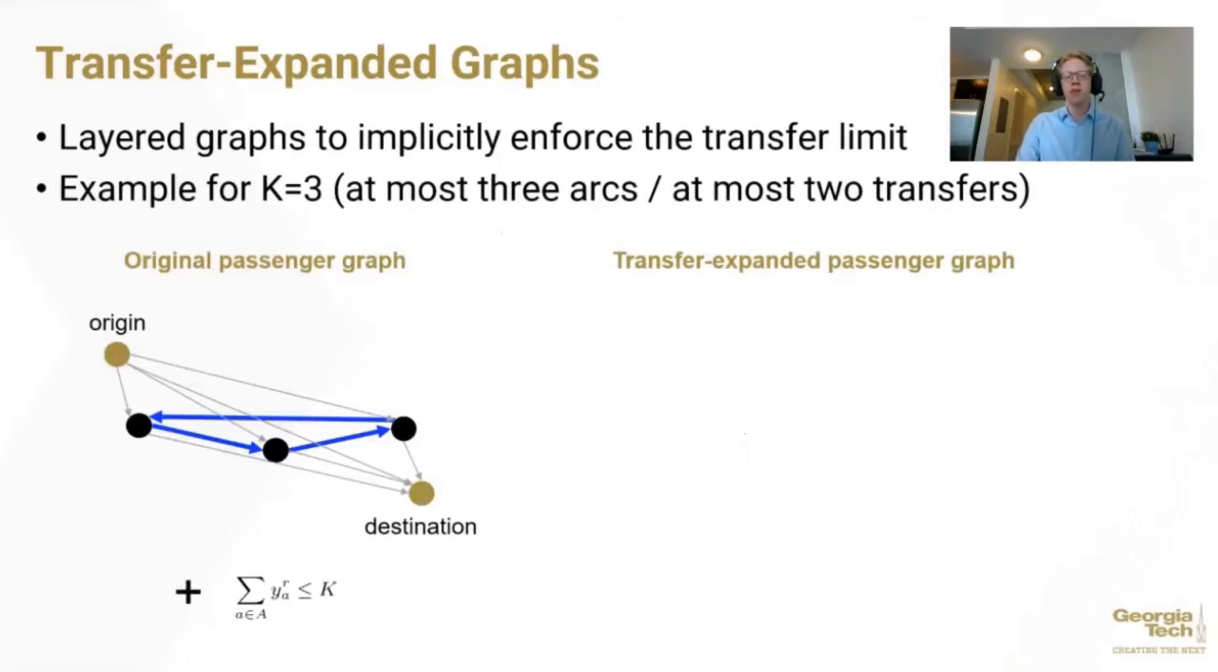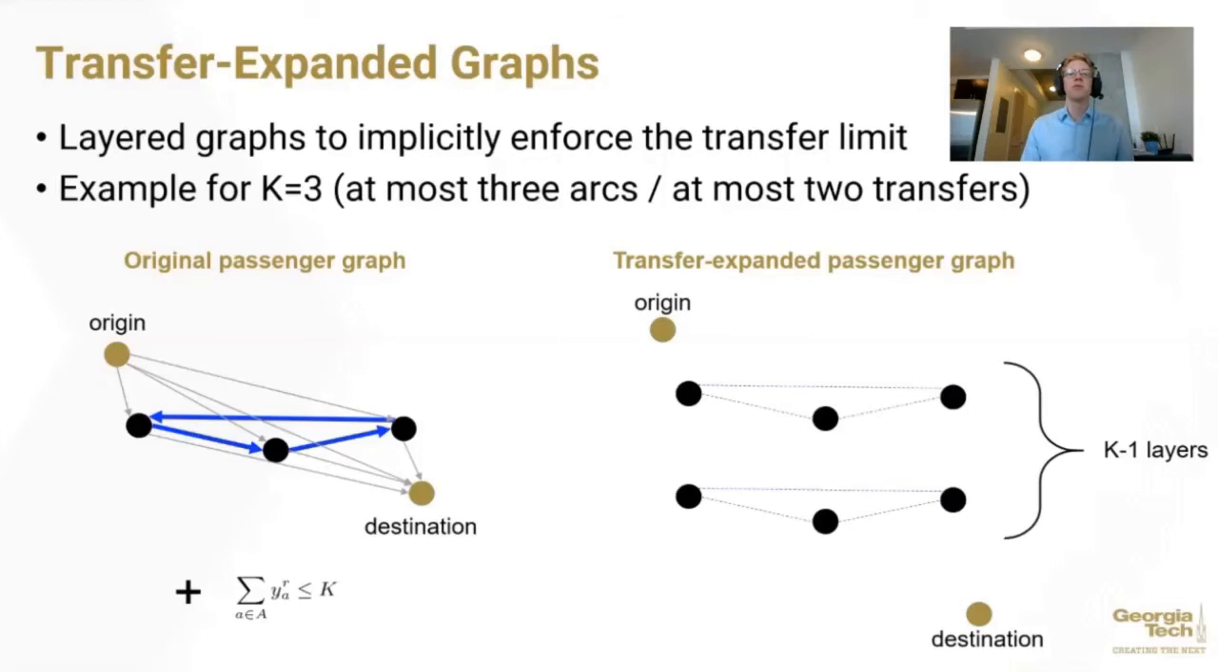On the left, we have the original graph for one passenger, so an origin and destination. I made the gray lines thinner. This will be more clear in the next picture. The important thing to note here is that we have to enforce the constraint that the total number of edges is at most 3, because otherwise we could find a longer path.